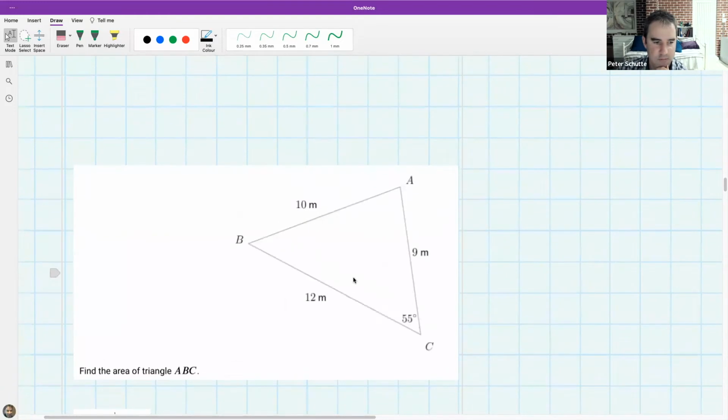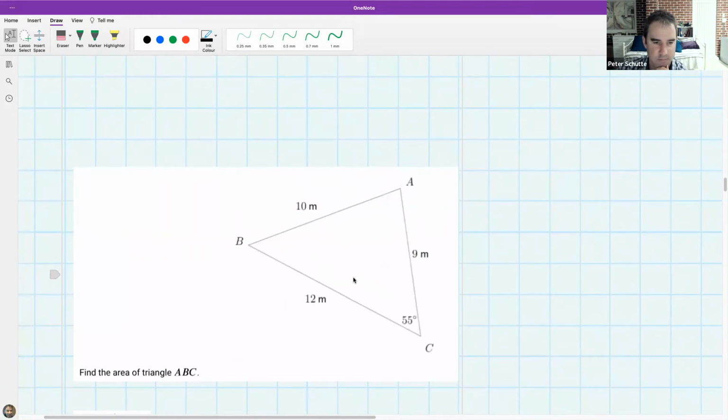I want to see, can you find the area of this triangle? And this is a little bit more information in this one. So can you find the area? I'm giving you this triangle. I'm only giving you 3 sides and 1 angle. And I want to know, can you give me the area? What would you get for the area of your triangle here?